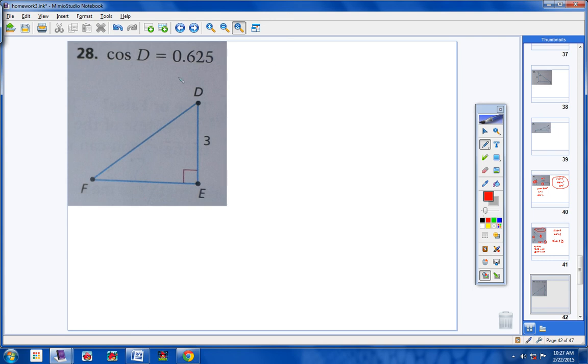Okay, we're missing angle D. Do you see that? Angle D is missing. So when you're missing an angle, type in inverse cosine of this number here. Okay? And if you type that in correctly, you're going to get 51.32 degrees. So the measure of angle D equals 51.32. So let's move this down here.